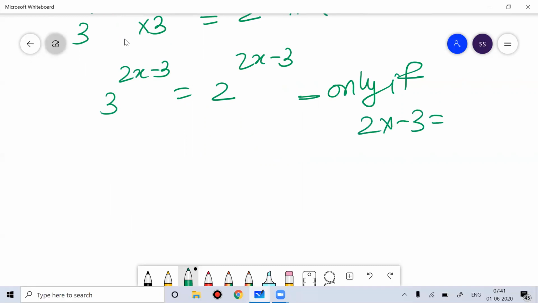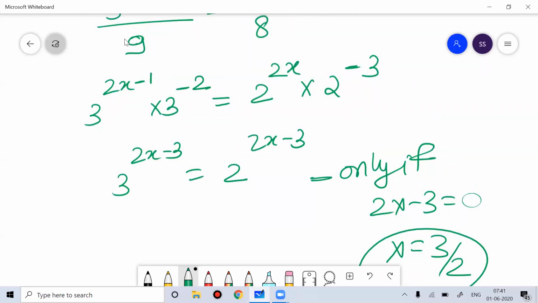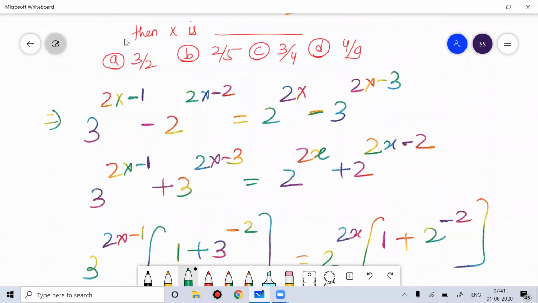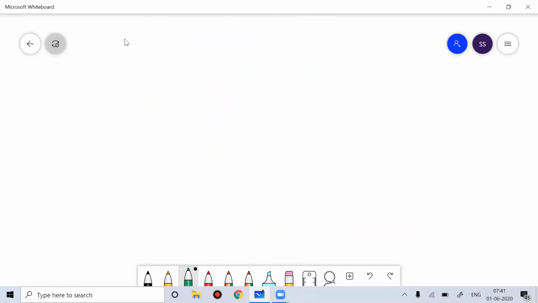So this can be equal only if 2x minus 3 is equal to 0. Means the value of x is 3 by 2. Then only this is possible. Otherwise, this is not at all possible. So the answer for this question would be option number A, that the value of x is equal to 3 by 2. Not at all a difficult problem.